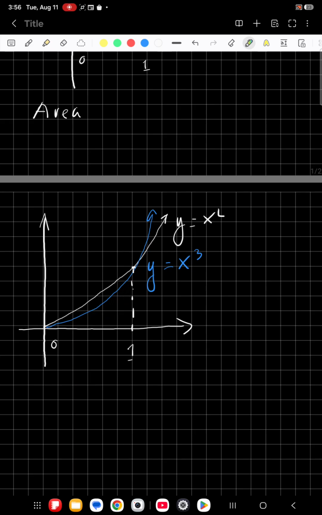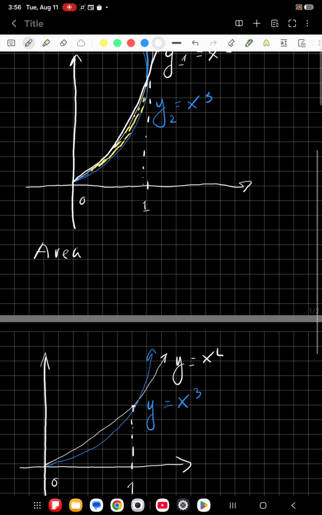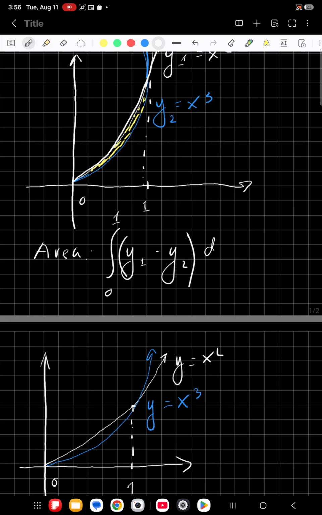Let me go back and put that equation here. We have from 0 to 1, these are our boundaries of integration, and then we're subtracting the area below y2 from the area below y1. So like this: y1 minus y2, and basically that is it.